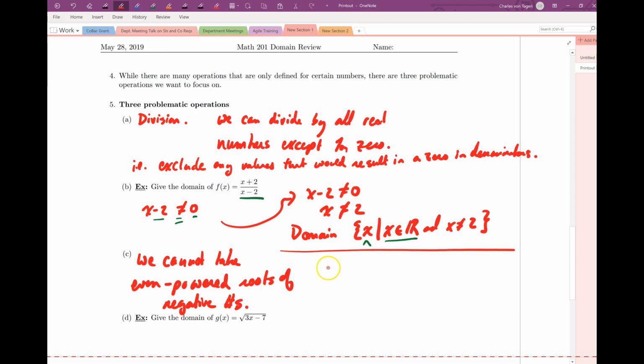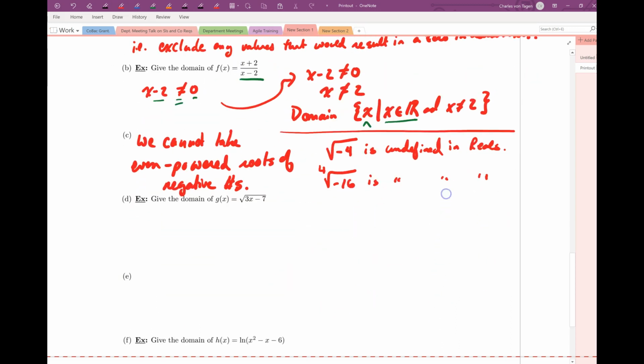So, for example, the square root of -4 is undefined in the reals, and the fourth root of -16 is undefined in the reals. Okay. This holds for any even-powered root: fourth root, second root, square roots, sixth roots, etc. Okay. So let's look at example D here. Here we're asked to give the domain of this function g of x, which is equal to the square root of 3x minus 7. Okay.